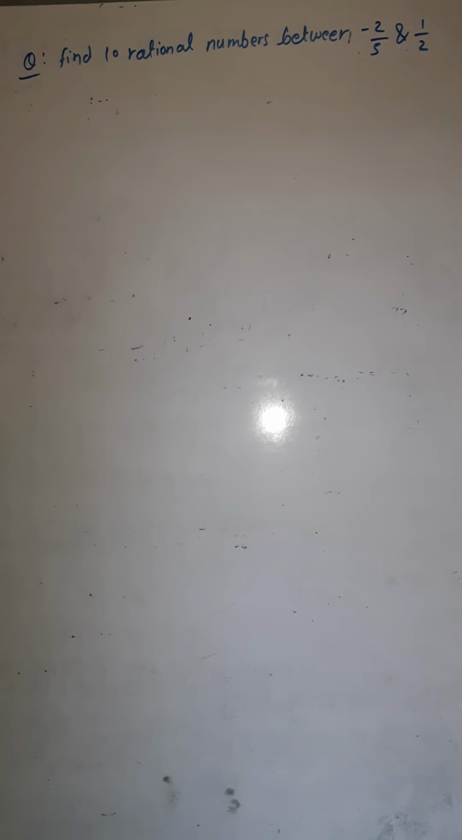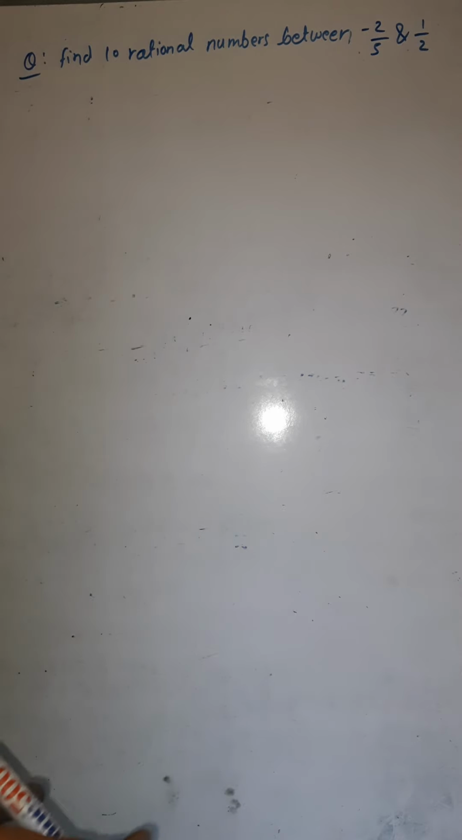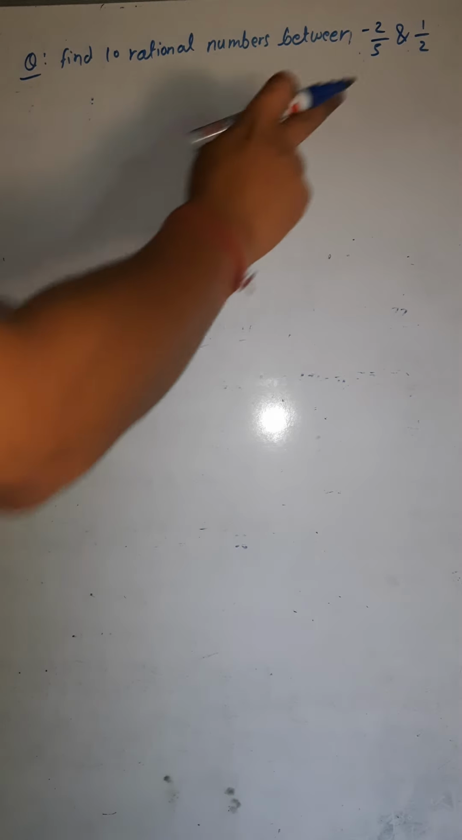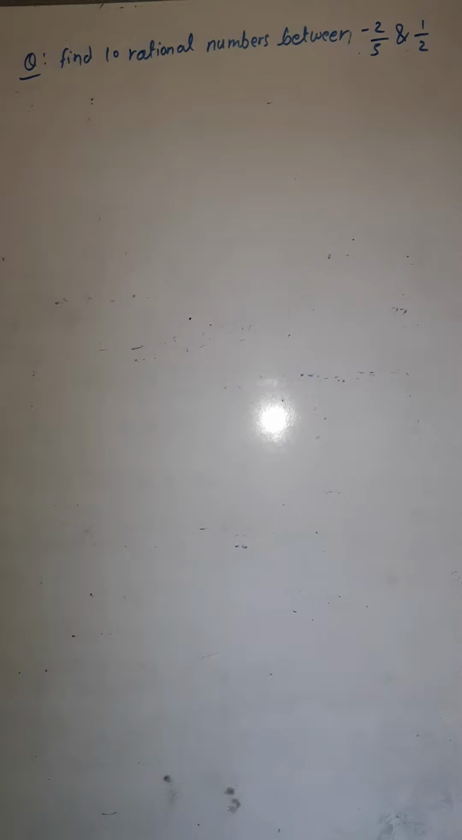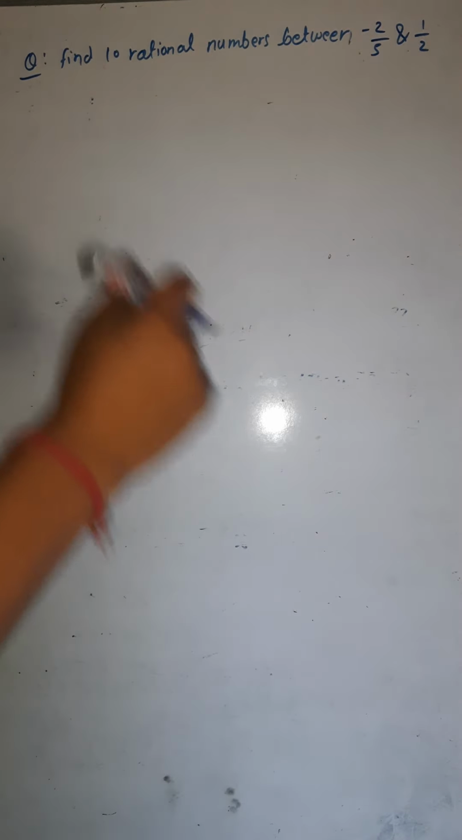Similar question. Here again you have to find out 10 rational numbers. So we would be using the second method, not the first one. The second method says that first of all the denominators should be same, but here the denominators are not same. If the denominators are not same, then you have to make the denominators same first.